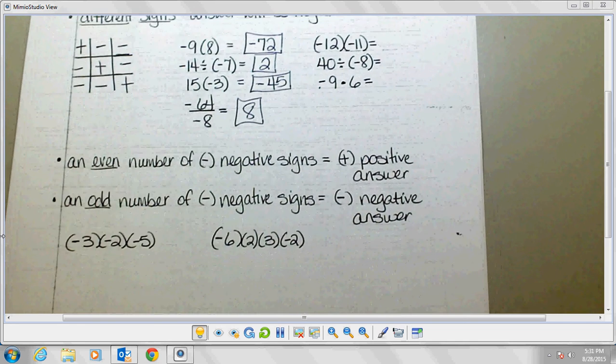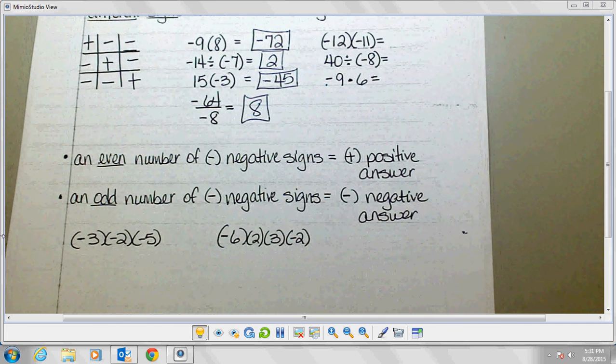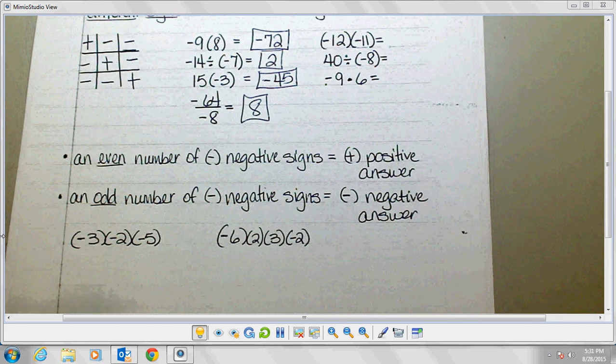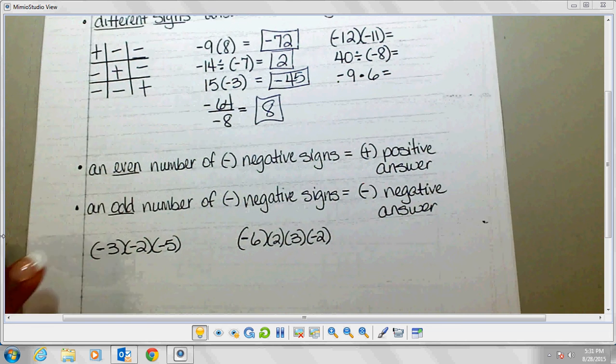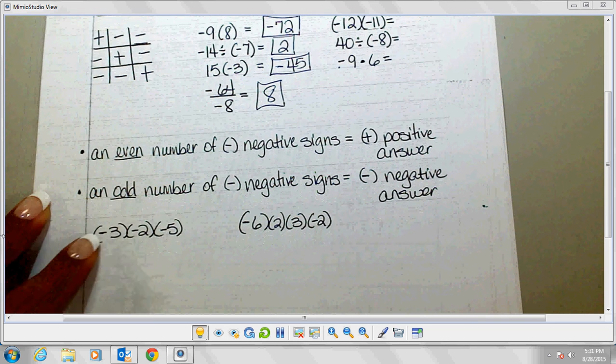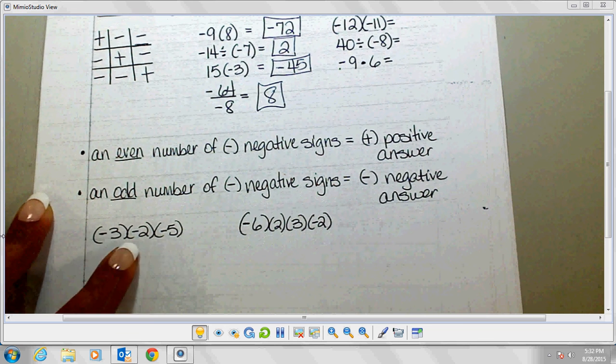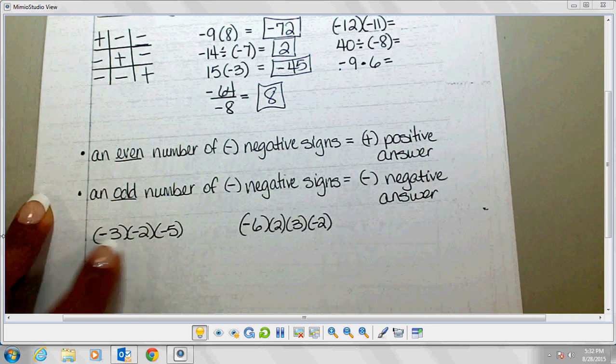Okay, don't forget to pause the video whenever you need to. Okay, the last thing down here is telling you that if you have an even number of negative signs, your answer is going to be positive. If you have an odd number of negative signs, your answer will be negative. So I've got two examples to show you here. Okay, the first example, we have three numbers and all three are negative. So that's an odd number of negative signs, so my answer should end up being negative.